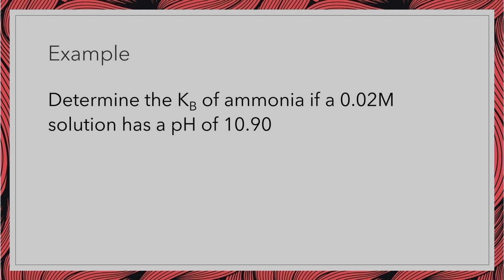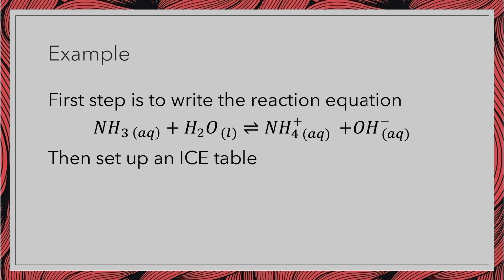Now, determine Kb of ammonia if a 0.02 mole per liter solution has a pH of 10.9. Okay, so we've got 0.02 moles per liter of ammonia, and the pH is 10.9. Let's write the reaction equation. Ammonia acts as a base, so it's going to react with water to form NH4+ and OH-. We also know it acts like a base because the question's asking us for Kb. So write the equation, it's 1 to 1 to 1 to 1.